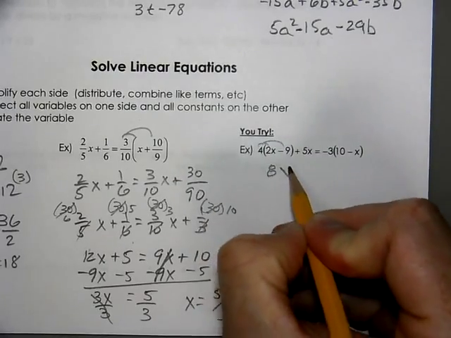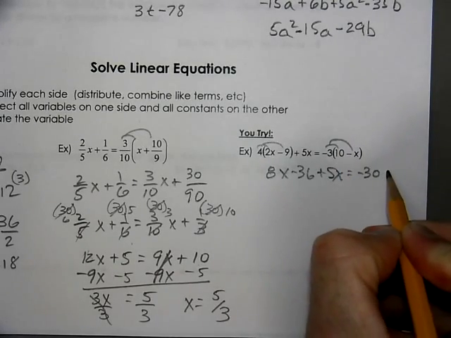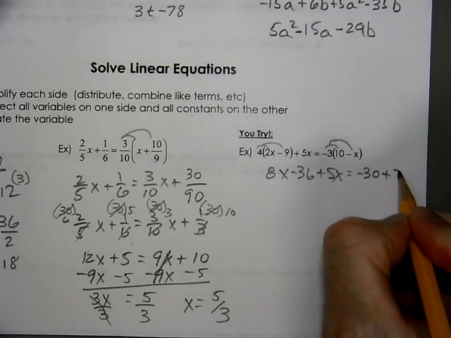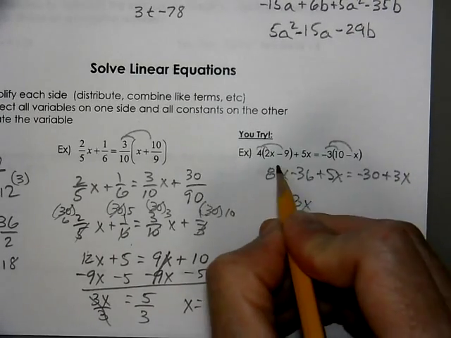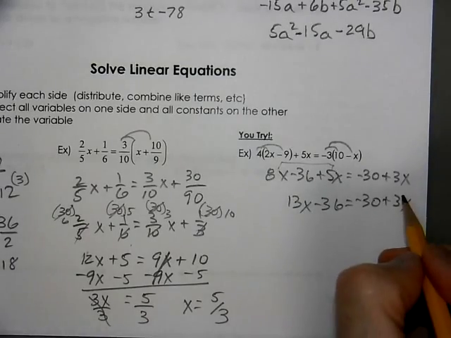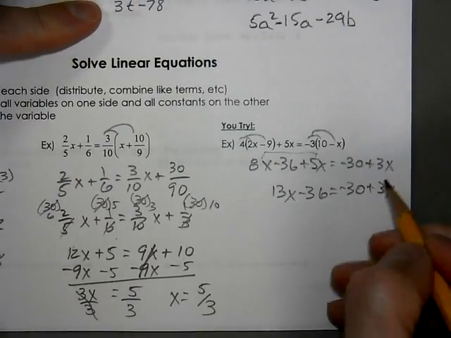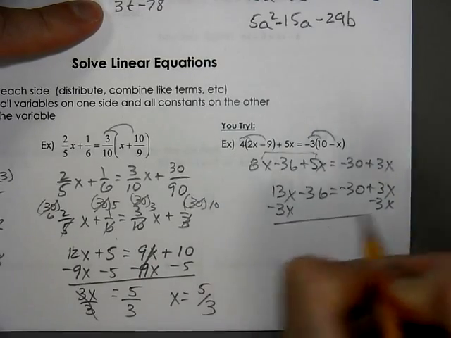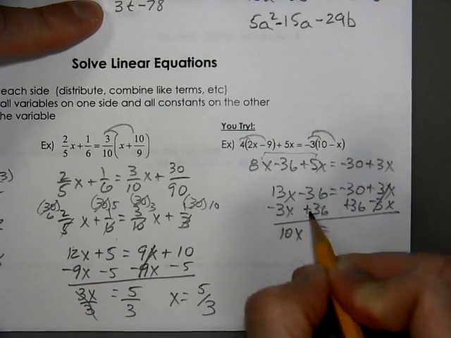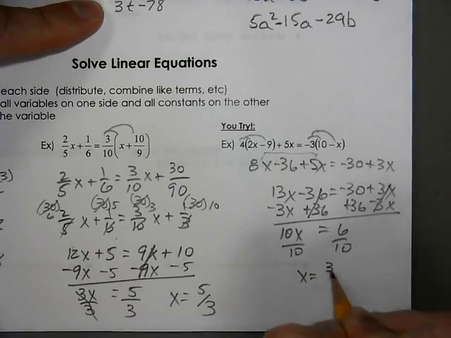Here we'd have to distribute first. Distribute. 2 negatives make a positive, so very important that you notice that it's negative 3 times negative x is a positive 3x. 8 and 5 is 13. That's not my typical way to show what we're doing. We're going to subtract the 3 to the other side. Gives us 10x. We can add the 36 to the other side to give us 6. Divide by the 10, and x equals 3/5.